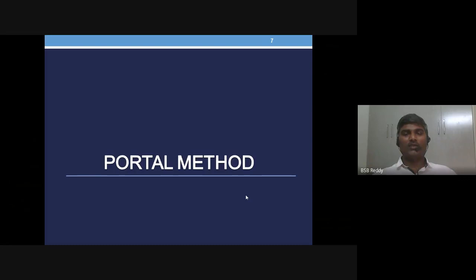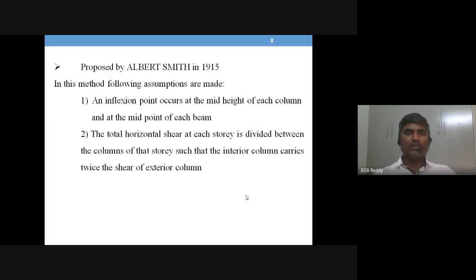So we have started discussing unit 2 of the Structural Analysis 2 subject in the last session. Today in this session we will discuss the portal method, the approximate analysis of building frames for lateral loads by the portal method. This was proposed by Albert Smith way back in 1915.